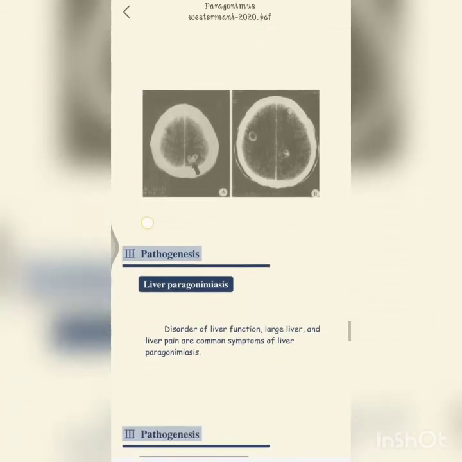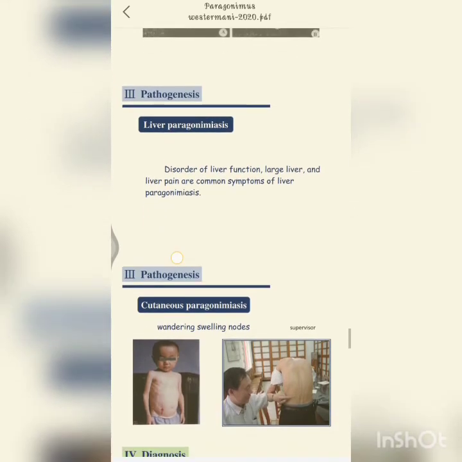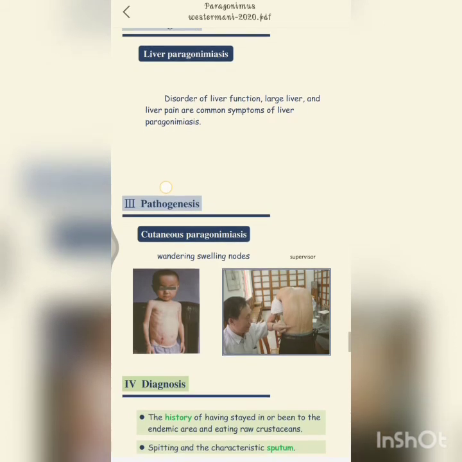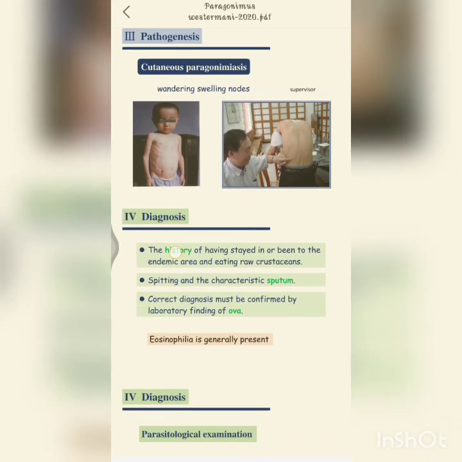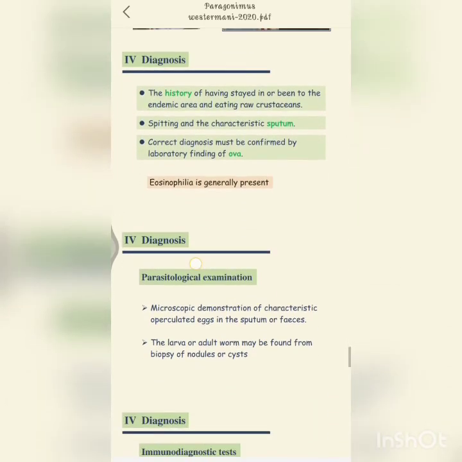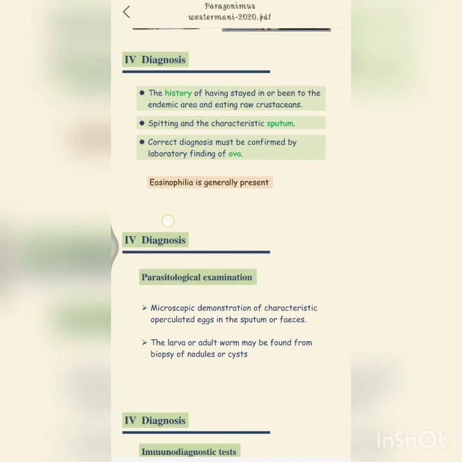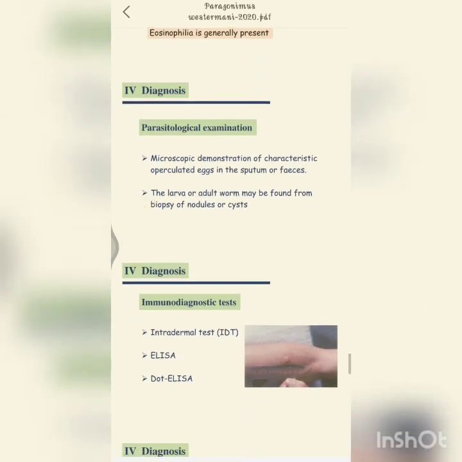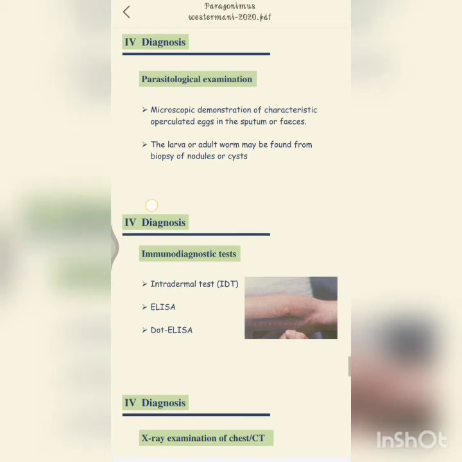Here you can see how these worms entered our cerebral part. And next, liver paragonimiasis: disorder of liver function and large liver pain are common symptoms. Whenever it enters the liver, it causes liver pain. And the wandering swelling nodes, whenever in the skin, you can see how the swelling nodes are formed. The diagnosis is mainly by the history of having stayed in an endemic area, spitting and characteristic sputum, and also the diagnosis must be confirmed by ova. Eosinophilia is generally present. The parasitological examination is the microscopic demonstration of characteristic operculated eggs in the sputum or the feces. We find it mostly in the feces.